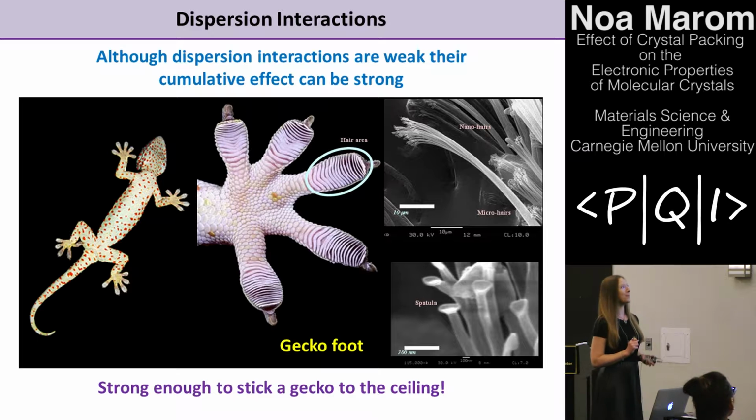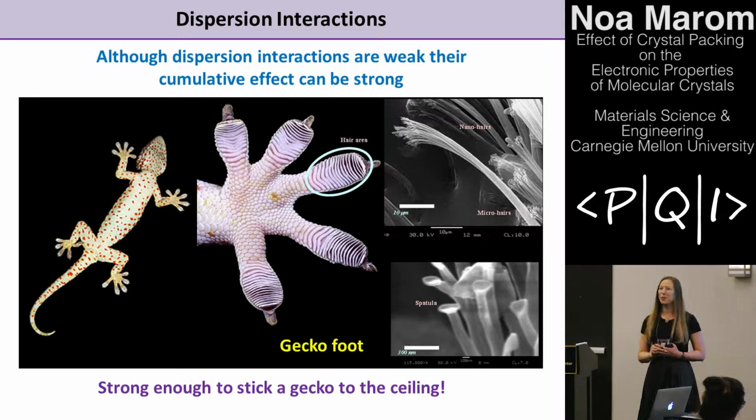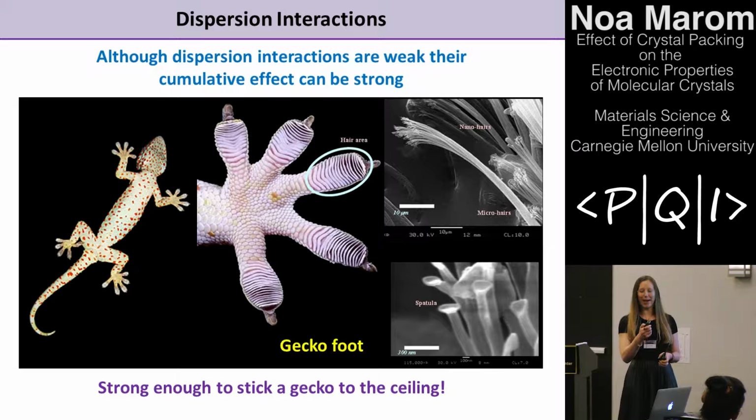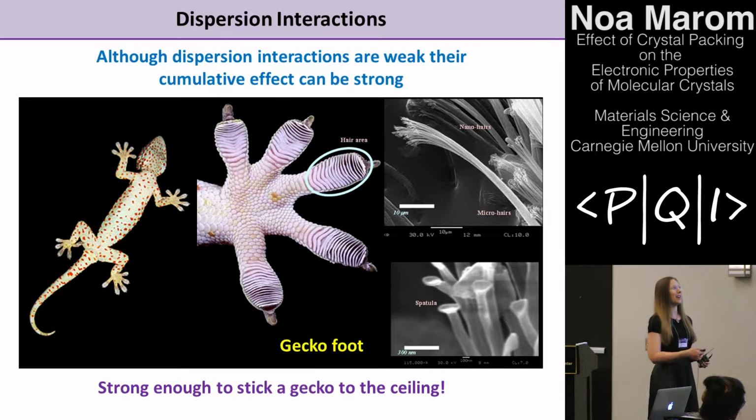So actually, even though the van der Waals interactions are weak, their cumulative effect can be pretty strong, strong enough to stick a gecko to the ceiling. So geckos have on their feet millions and millions of these tiny nano hairs, and each one of these nano hairs is interacting with the surface through van der Waals interactions. And the sum of all these interactions is enough to stick the gecko to vertical surfaces.